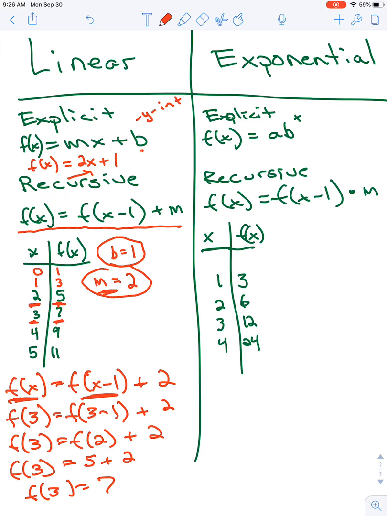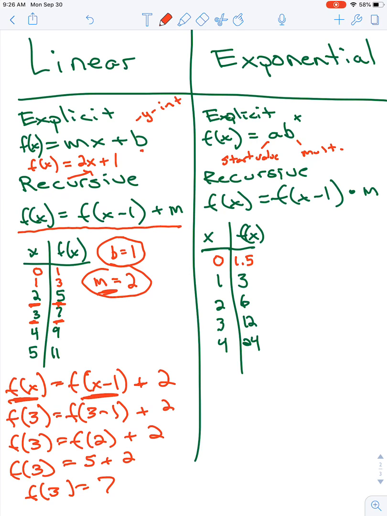Explicit equation. A is the start value, and B is the multiplier. So your start value is across from 0 again, and it is also hidden in this table. So the start value here, well, if it's doubling each time, this must be 1.5.